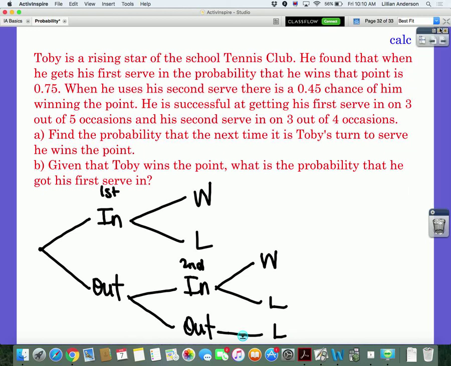Let's fill in the numbers. It says that when he gets his first serve in, the probability that he wins the point is 0.75. Okay, so if he gets it in, he wins it 3/4 of the time, 0.75, which means that he's going to lose it 0.25.